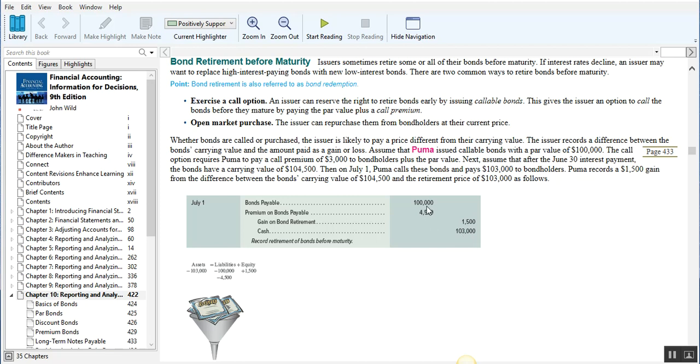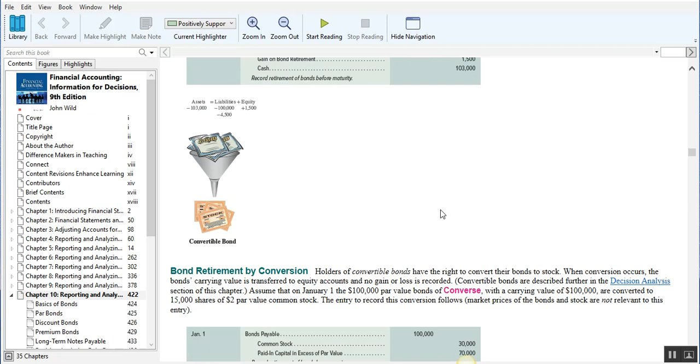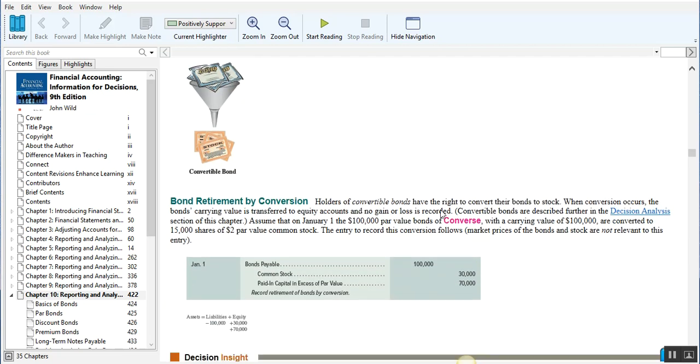And so what this leaves is $104,500 here and $103,000 here. What that means is we then recognize a gain on the bond retirement of $1,500, the difference. If this difference had been reversed, if the $103,000 had been greater than the total of these two, you would have had a loss on the bond retirement. But in this case, this is actually less than the bonds payable and the premium that you have on the books. Anyway, the difference then would be the gain.